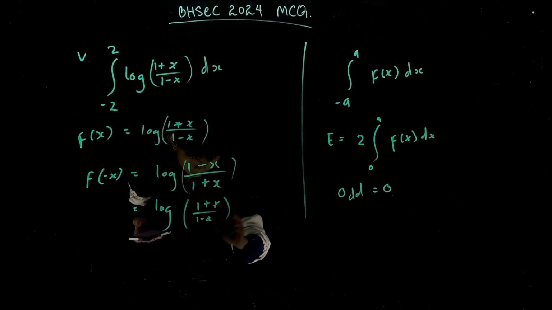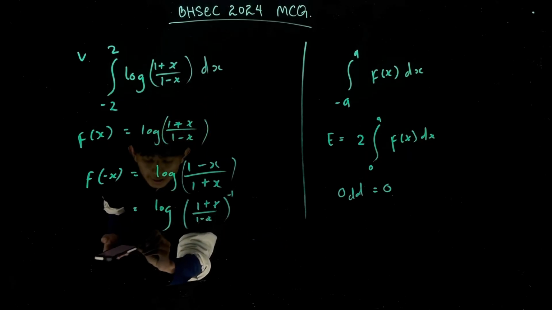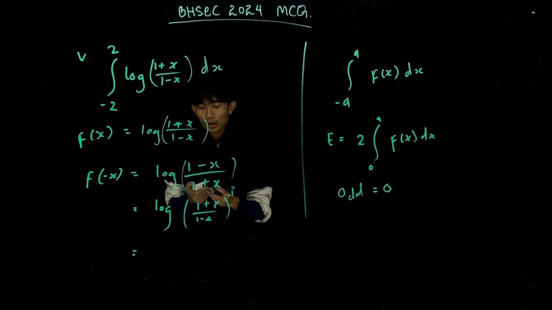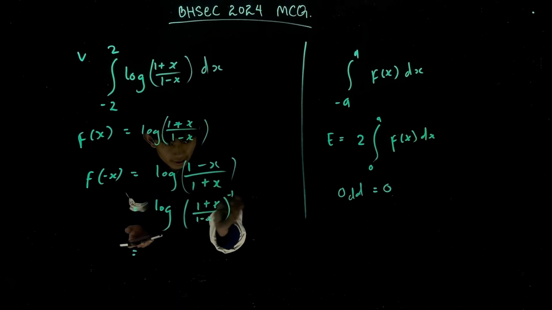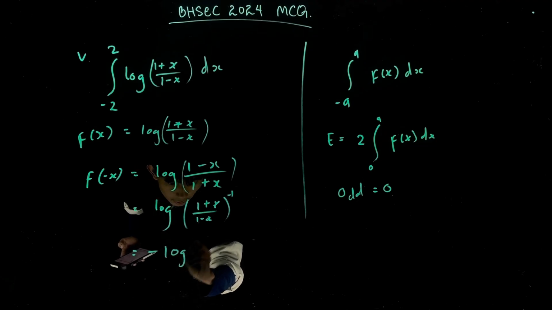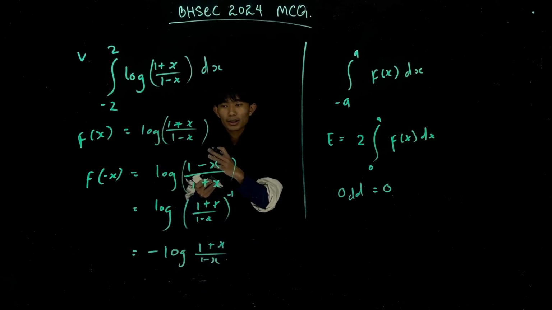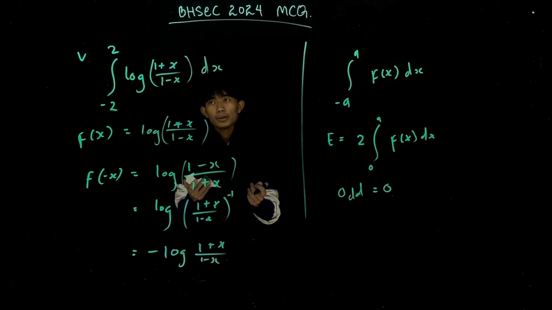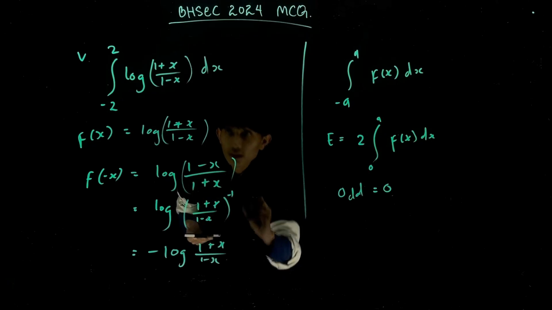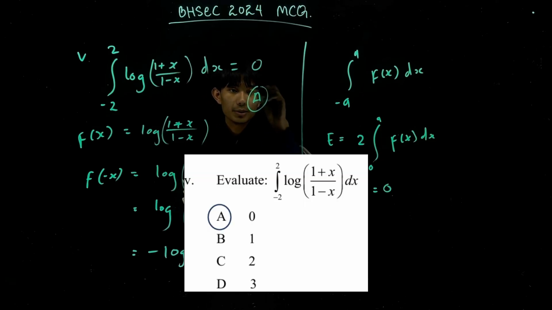But since we reciprocaled this equation, we have negative 1 as the power, and from the property of log, we know that log of x raised to n is equal to n log x. So we can take this negative 1 to the front, log of (1 plus x) divided by (1 minus x). So over here, f of negative x is equal to negative f of x. So this function is an odd function. So the value of this integral will be directly equal to 0, and that will be option A in your question.